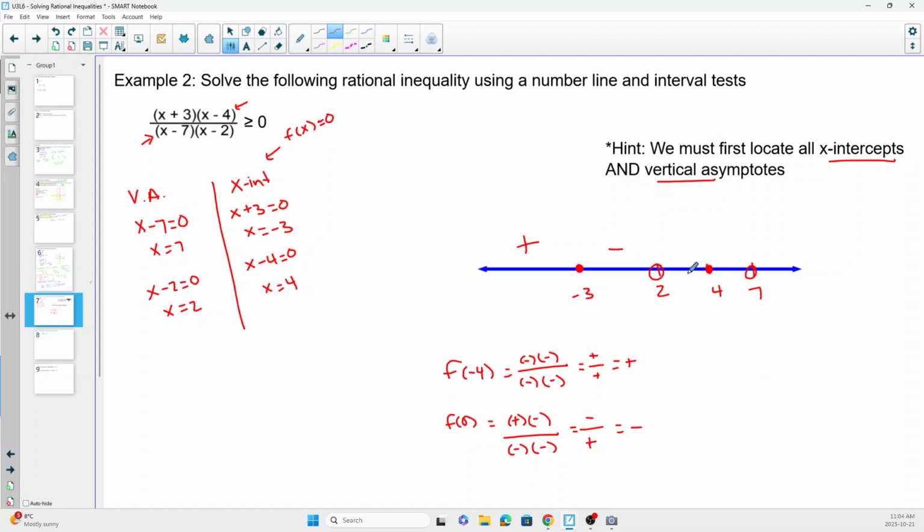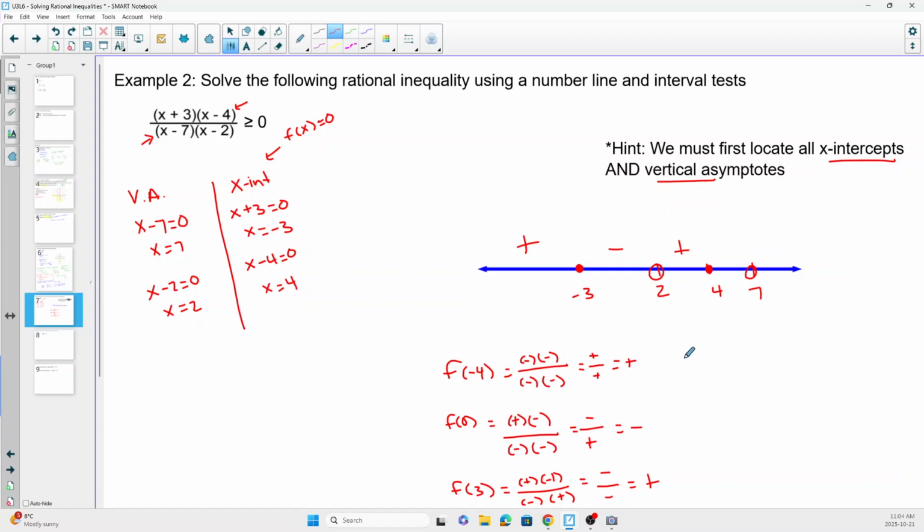Now we need to investigate here, here, and here. So we've got 3 more. So let's choose 3 for that interval. 3 plus 3 is positive. 3 minus 4 is negative. It is negative 1, but negative is what we need. 3 minus 7 is a negative, and 3 minus 2 is a positive. So I've got a positive times a negative, which is a negative. I've got a negative times a positive, which is a negative. A negative divided by a negative is a positive.